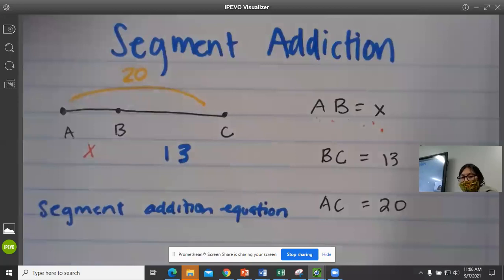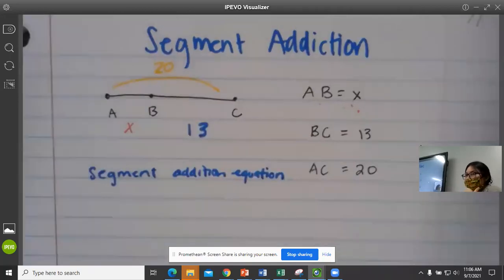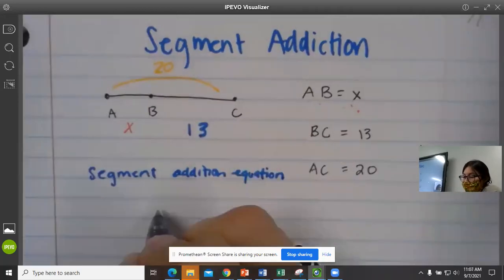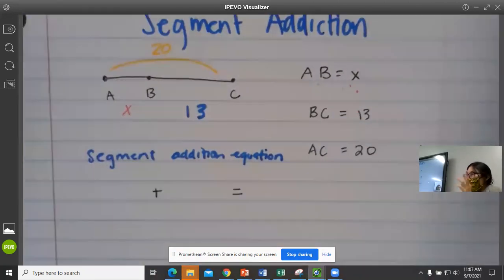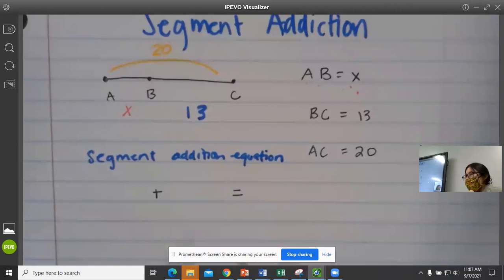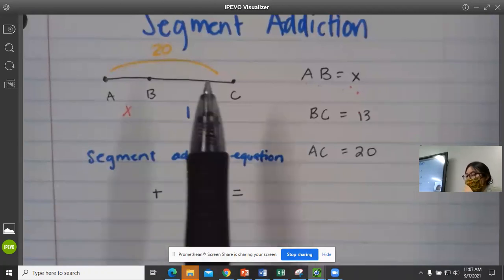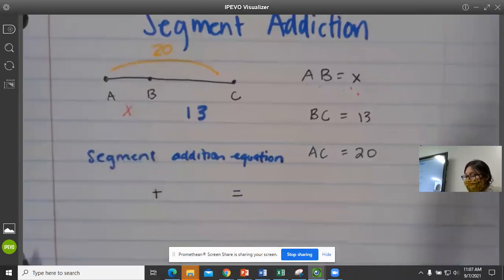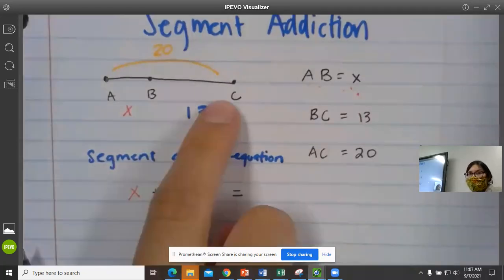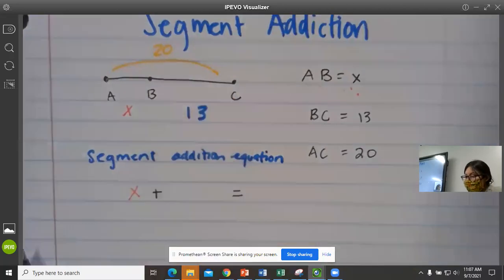Okay, when we do segment addition, we're going to be adding the pieces and then we're going to put the total. We're going to be adding the pieces that they give us. Sometimes you'll have 3 pieces, so you'll just add however many pieces and then you'll have a total. So this piece right here, that piece AB is X. So I put X. The other piece that's here is 13. And then the whole thing, the total is 20.